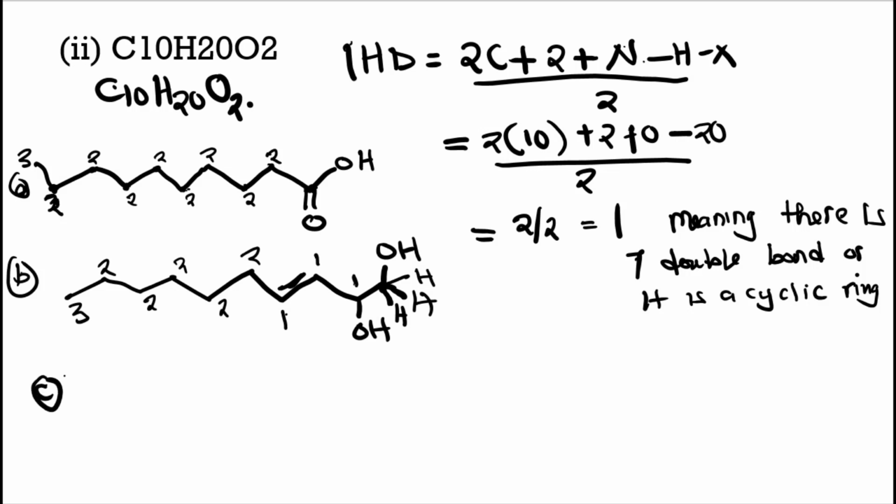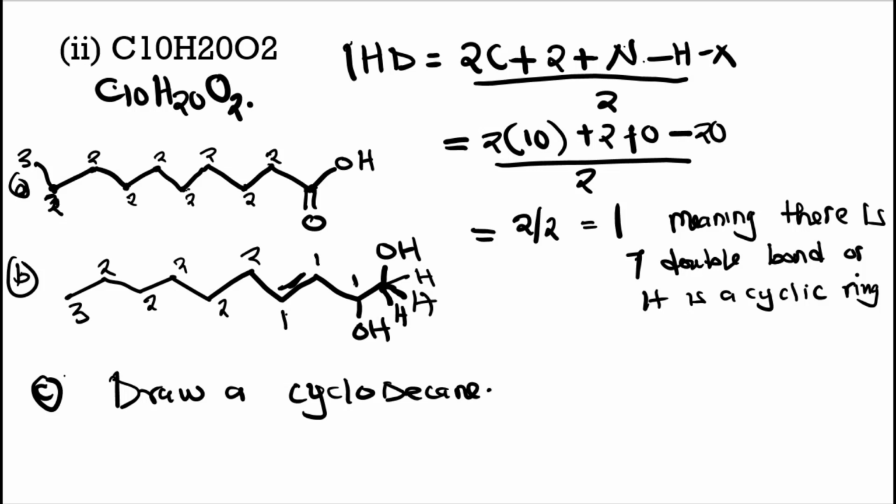All right. So we said an IHD of 1 can also mean that it can be a cyclic molecule. Now, this cyclic molecule has got 10 carbons. So you find a way of fitting all those 10 carbons in a cyclic molecule. So here you draw a cyclodecane. When you draw it as cyclodecane, then you put the oxygens there.